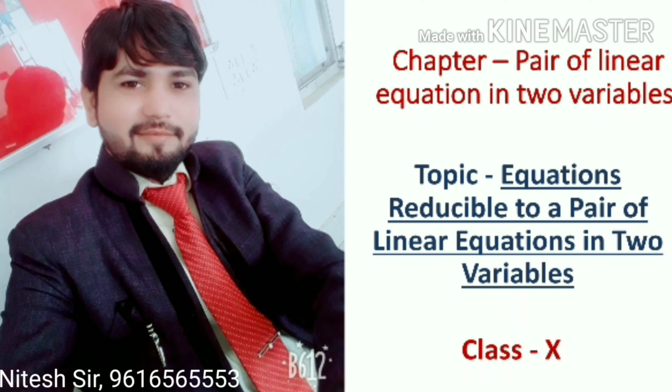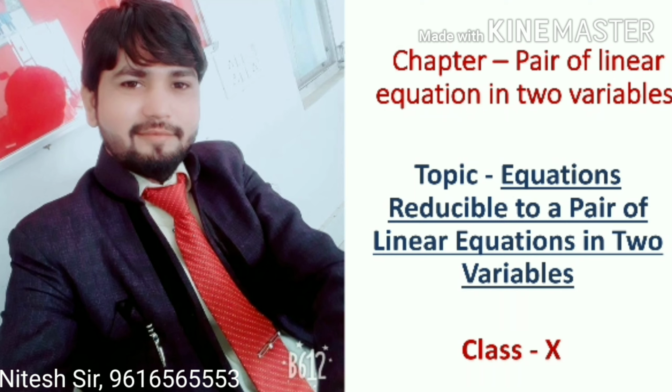Sometimes we have seen the equations given are not in the form of ax plus by plus c is equal to 0, which is the standard linear equation. So what we need to do is convert the given equation into the form ax plus by plus c is equal to 0. That is known as reducible to a pair of linear equations. It means we are going to convert the given equation into the form of a linear equation, that is ax plus by plus c is equal to 0.